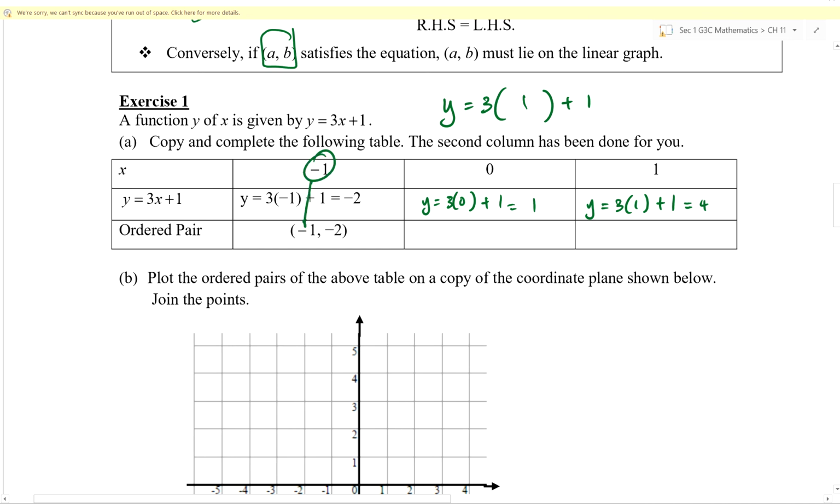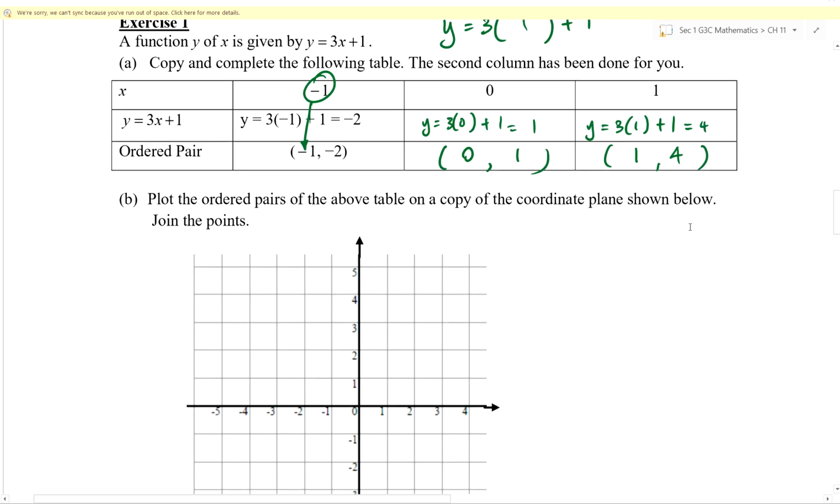So -1 comes first. Open the bracket, put on a comma. The x value must come first. So we have 0, comma, something. The x value must come first, so 1, comma, something. The corresponding y value is 1 in this case. The corresponding y value is 4. So based on this, we can plot the ordered pairs on the graph.